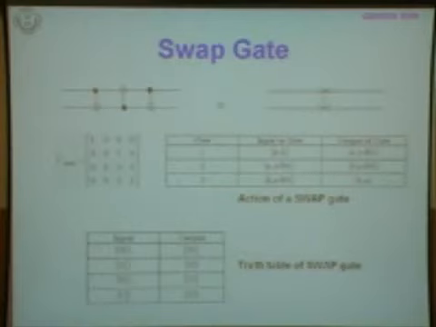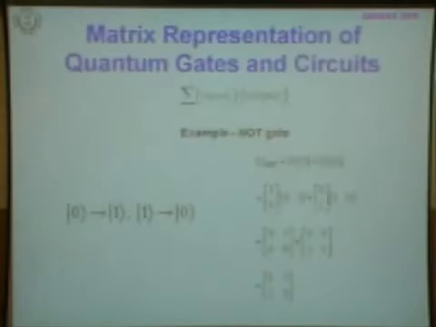This is the swap gate. A swap gate interchanges 2 qubits. Basically, you have got 3 CNOT gates arranged like this, or it is also represented like this. At the end, you get BA instead of AB. So this is the swap gate.